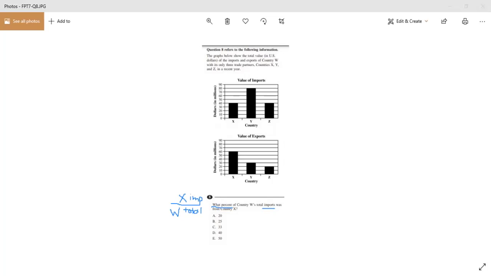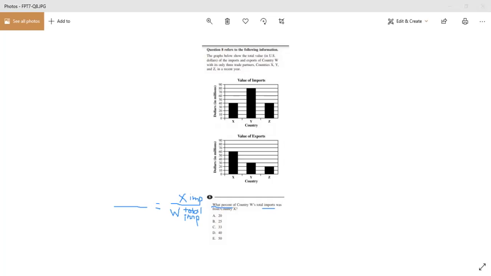Some of them are coming from country X. And we want to know what percent of those total imports are coming from country X. So we're going to set up a fraction here. Now I've given some labels, but let's look at specific values. What value is the imports that are coming into country W from country X?